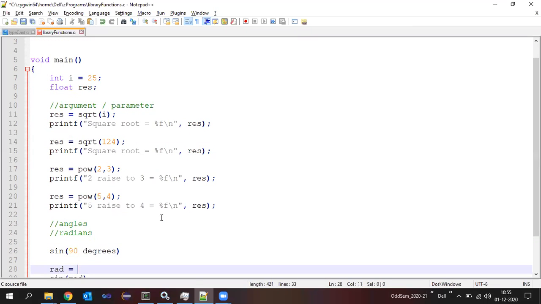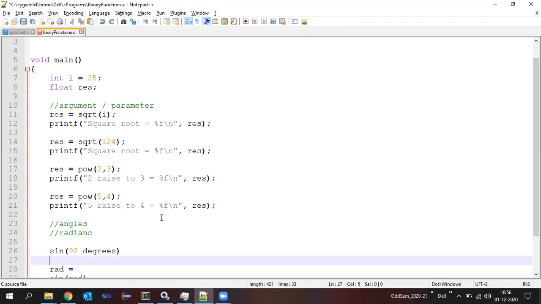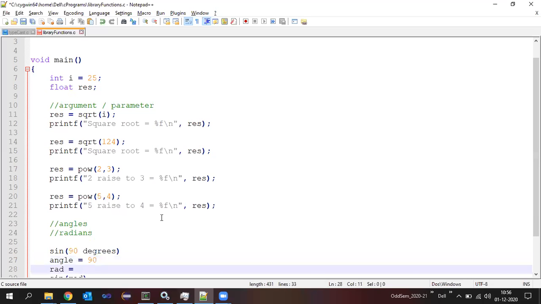So how do you calculate degrees in terms of radians if a given angle is given? If the angle is equal to 90 degrees and you want to convert this angle into radians, then the formula is what? Angle into pi by 180. Correct. Pi by 180 multiplied by the given angle that has to be worked upon.